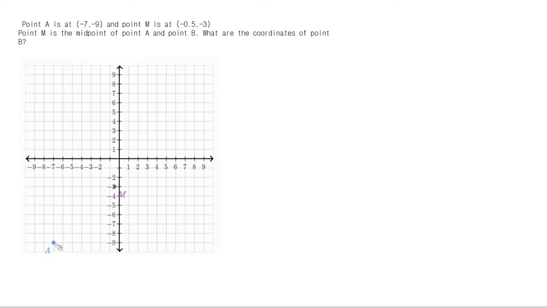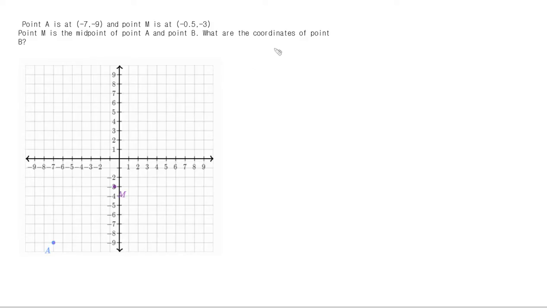Point M is the midpoint of point A and point B. That means there is one more point somewhere here, somewhere in the first quadrant, and M is the midpoint of it. What are the coordinates of point B? It is somewhere right over here. And we know the formula for doing it.